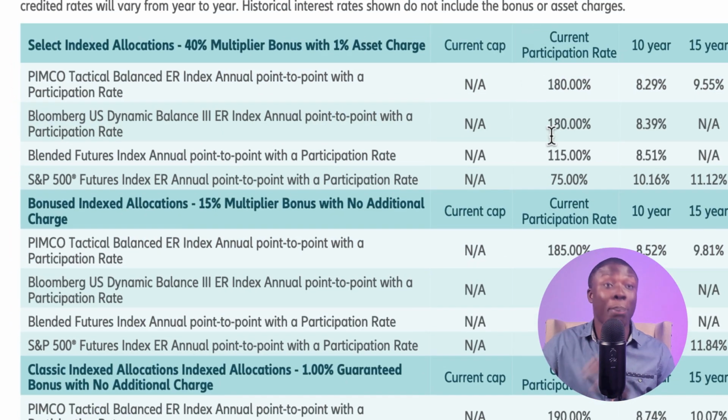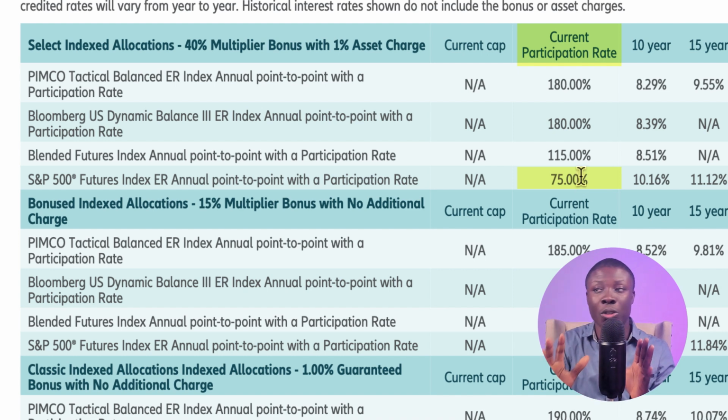Now, when we come to the participation rate, it just determines what percent of the market return you get to enjoy or participate in. So for instance, this one has a 75% participation rate. It means whatever the index returns, you will only get 75% of that. So whatever it returns times 75% of that. That's how participation rates work.